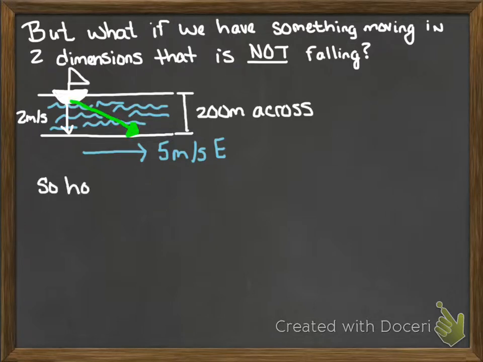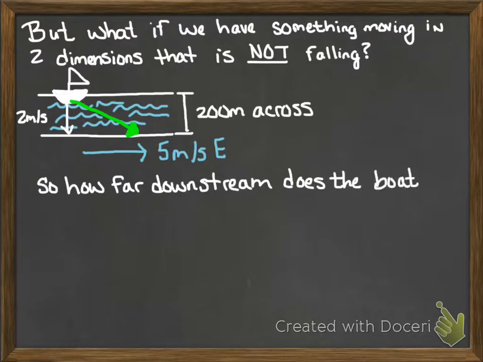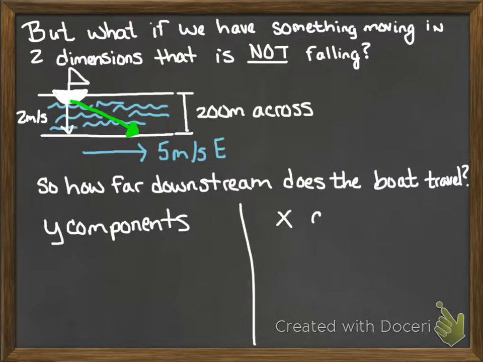So if you look, the boat is going to be carried across by its own velocity and then downstream by the river. So we're going to look at that green arrow. That's going to be basically where the boat ends up. So how far downstream does the boat travel? The way I'm going to solve that is I'm going to find the y components and I'm going to find the x components.